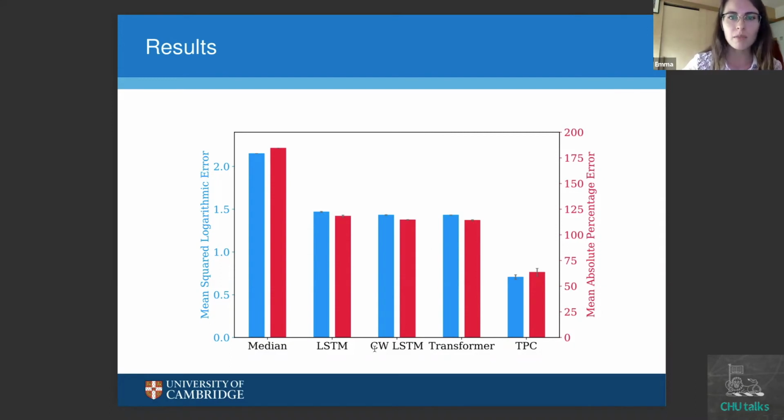So LSTM, this is channel-wise LSTM and transformer. These are all established time series methods, and TPC is our model. So you can see that our model is doing a lot better than the more traditional time series models. And the reason for that is just because we've designed it specifically to work on these electronic health record time series data.